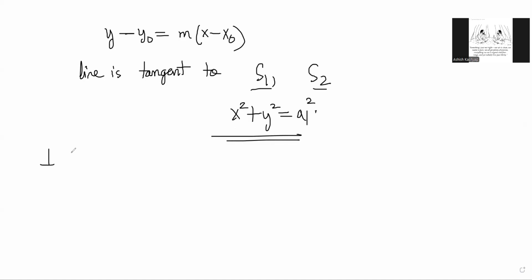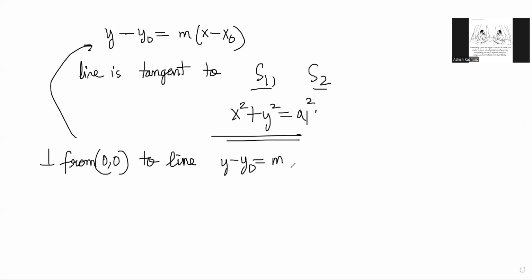I can say the perpendicular from (0, 0), which is the center of this circle, to the line y minus y naught equals m times x minus x naught, will have length equal to the radius of the circle, a1, right? So I will drop a perpendicular from (0, 0).